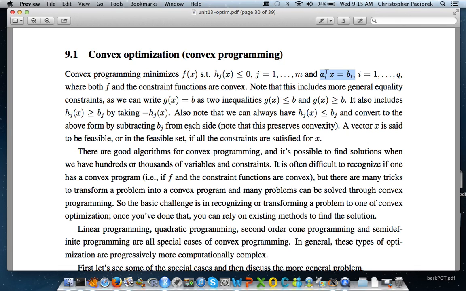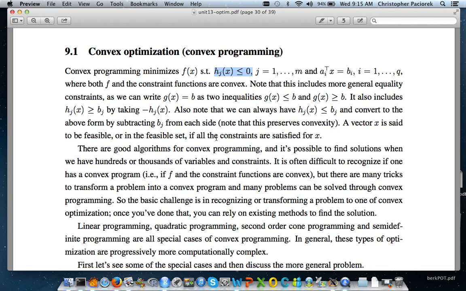And then I'll note that you can convert this to other forms, like if you wanted greater than or equal to, then you can just take minus hj of x. And if you wanted to get g of x equals b, so a nonlinear equality constraint, then you could use two constraints, greater than or equal to and less than or equal to, that look like this form as well. So basically you can manipulate things in general to get them into the form needed for the particular notation that's being considered.